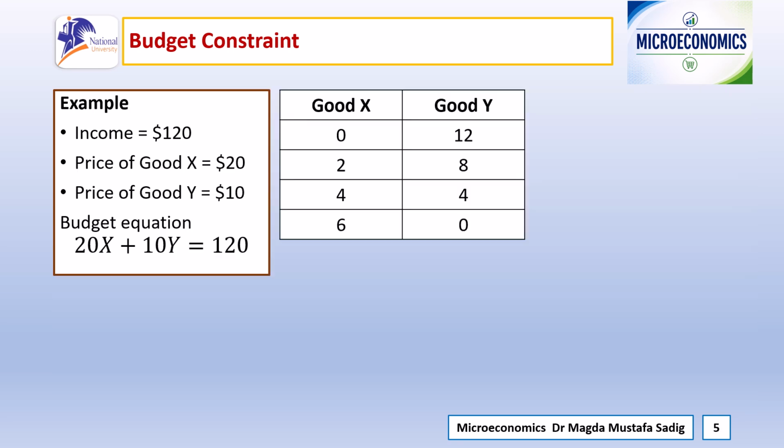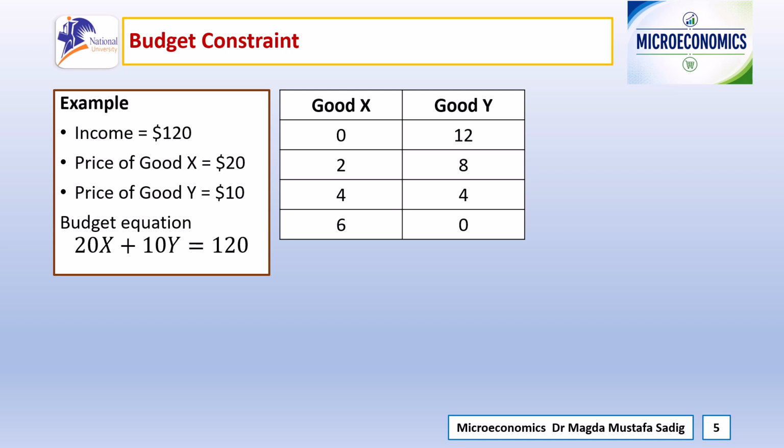Let us take an example. Let us look at this very simple example. Suppose the consumer has an income of $120. The price of good X is $20. The price of good Y is $10. Using the budget equation, we can calculate different combinations of the two goods. For example, if the consumer buys 0 units of good X, they can purchase 12 units of good Y, as it appears in this table.